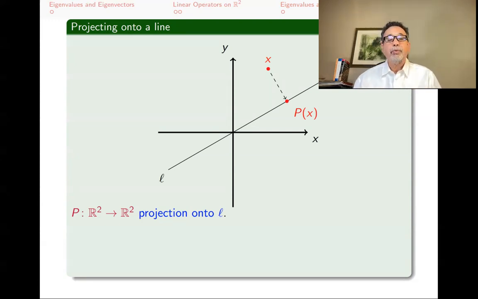So now what are eigenvalues and eigenvectors for this projection? You might want to stop the video and think about it. What are some directions that are not changed by this projection?